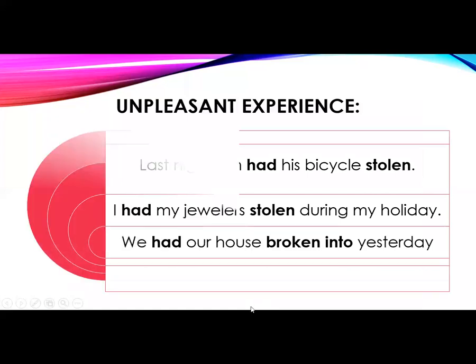We also use have something done to talk about an unpleasant experience that somebody had, such as an accident or misfortune. Last night, Jim had his bicycle stolen. I had my jewelry stolen during my holiday. We had our house broken into yesterday.